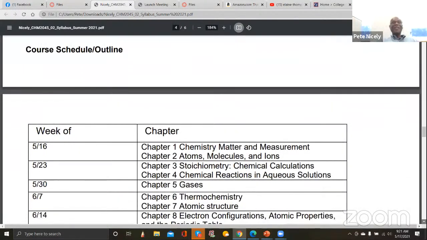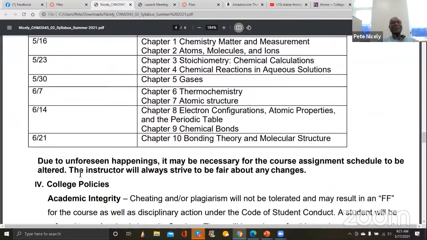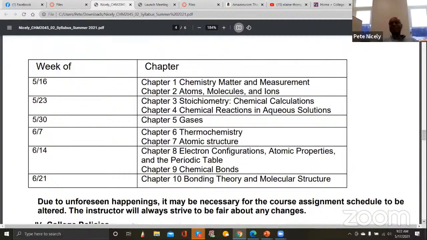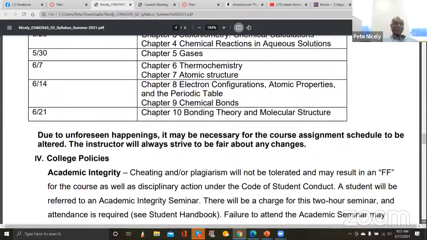Okay, and then below that you see basically the outline of the course. And I'm going to try to be as faithful to the schedule as is possible. But as you can imagine, again, life happens. And as stated here, due to unforeseen happenings, I might find it necessary to make changes to the schedule. And I'll try to be as fair as possible. And I'll give you a heads up when such changes are made.